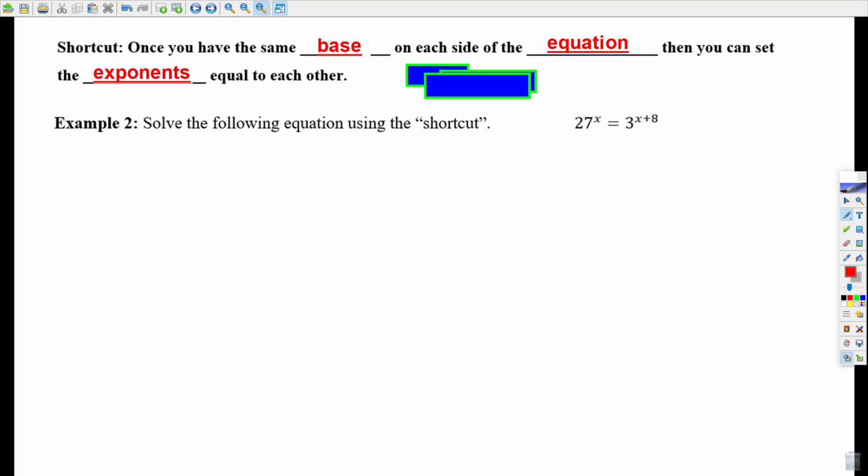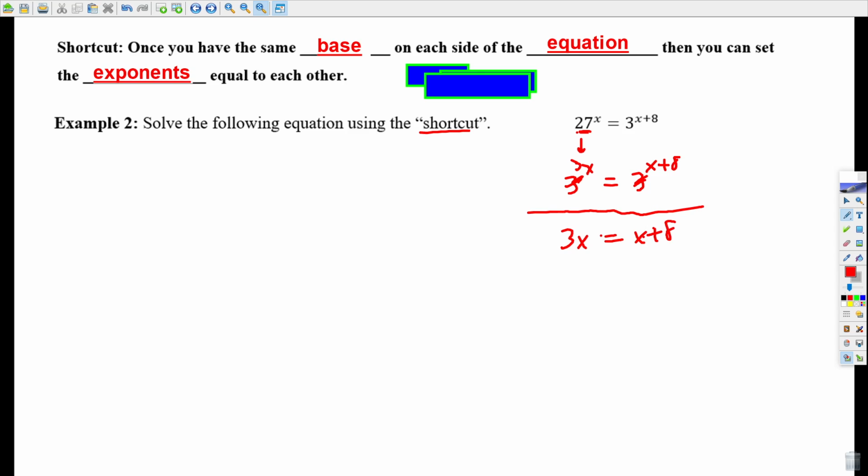So example 2 says solve the following equation using this new shortcut. So we'll do the same thing we did before, but we're going to skip the log step. I'll show you how. We're going to change 27 into 3 to some power. This side over here will stay the same. How do you get 27? That's 3 to the third. And also bring your x down. So instead of writing logs at this point, we'll skip that step in between, and we'll jump right to the fact that, okay, if we use log base 3, these are going to go away. And then we have 3x equals x plus 8.